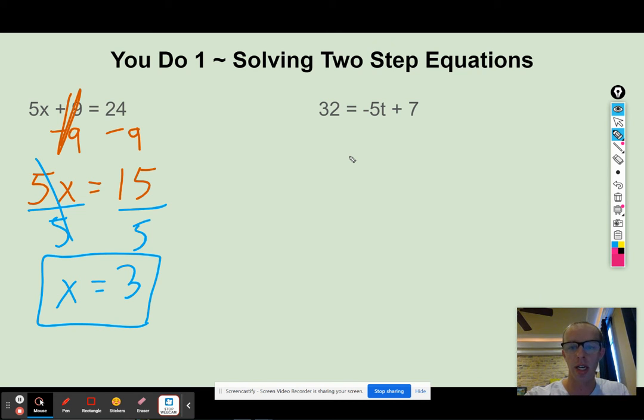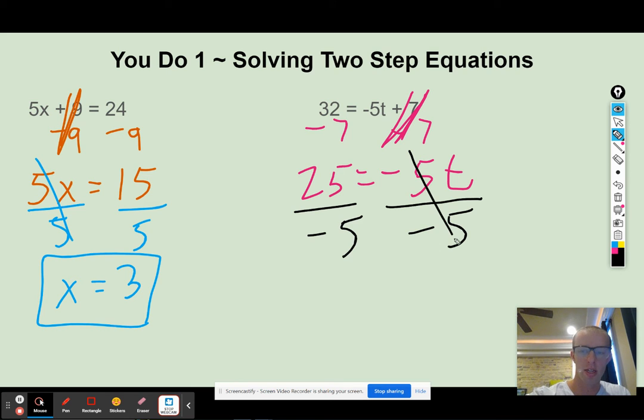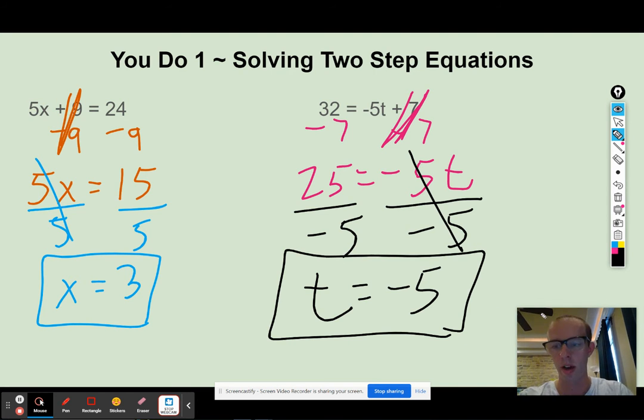Okay, next one. I have a t as my variable. I need to solve for t. To get t by itself, I need to get rid of this plus 7. I subtract 7 from both sides. These cancel. On this side, I'm just left with negative 5t. On this side, I have 32 minus 7. That's 25. So now my new equation is 25 equals negative 5t. To get rid of this multiplication, I divide each side by negative 5. These cancel. T is by itself now. 25 divided by negative 5 is negative 5. And we get t is equal to negative 5. Hopefully you got both of those right. If not, maybe rewind and try again and make sure you understand.